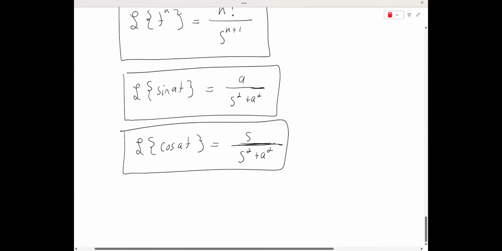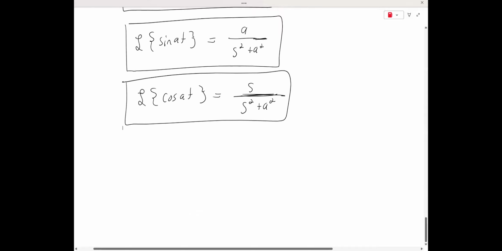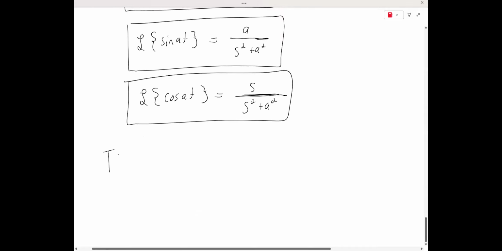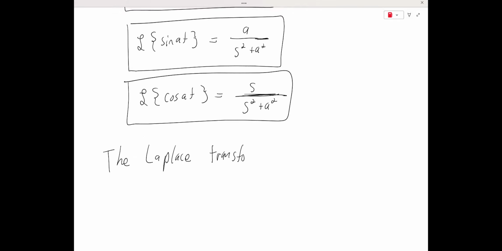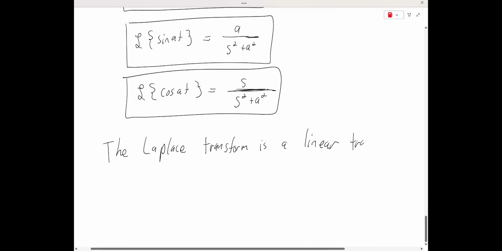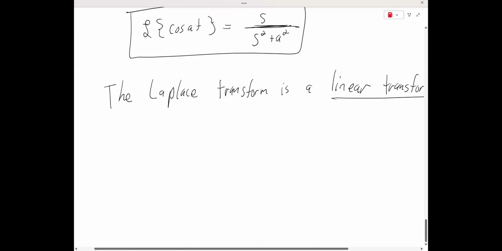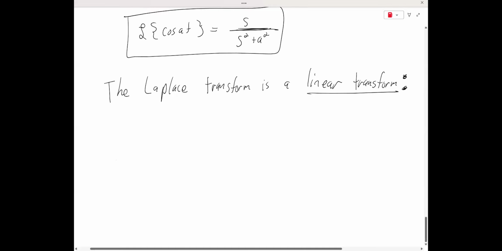Okay. Now some other things about Laplace transform. The Laplace transform is a linear transform. It's called a linear transform. So you actually get some other properties here then. This is also true here then. A couple others.